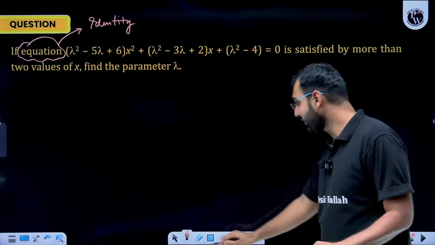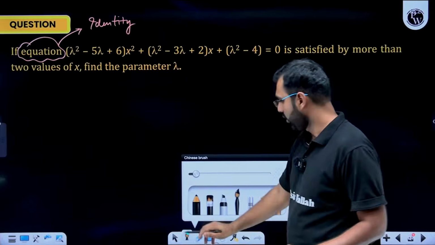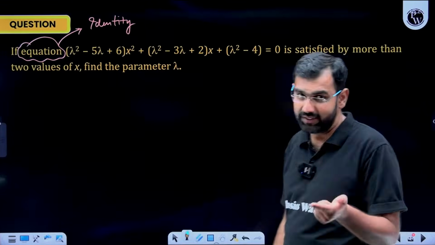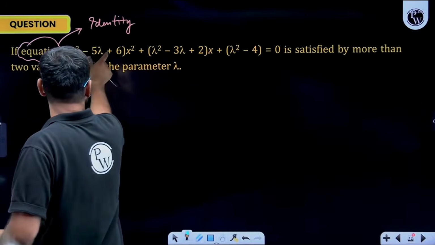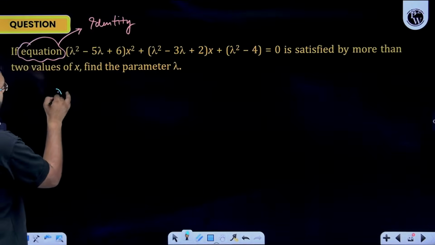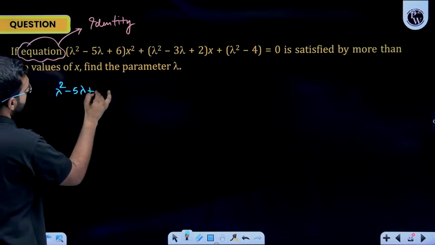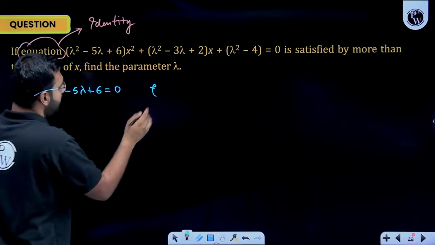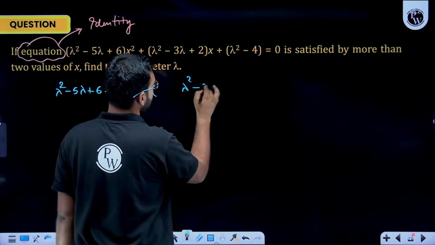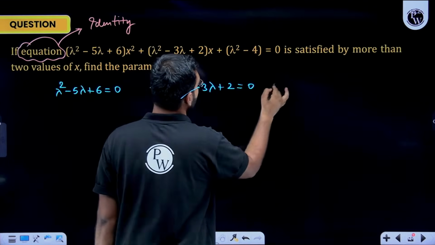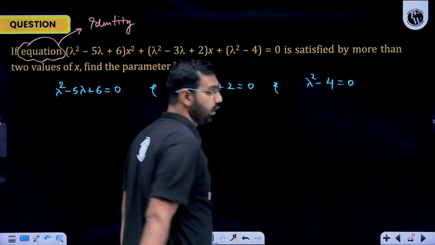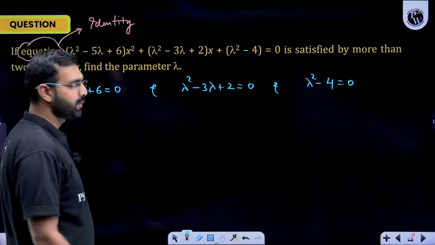Now, if it is an identity, do you remember that here on the LHS I'm seeing a quadratic, and on the right hand side it is 0. It is an identity only when the coefficients become 0. So first of all, lambda square minus 5 lambda plus 6 should be 0, and lambda square minus 3 lambda plus 2 should be 0. And lambda square minus 4 should also be 0. Everybody getting that? That's brilliant.